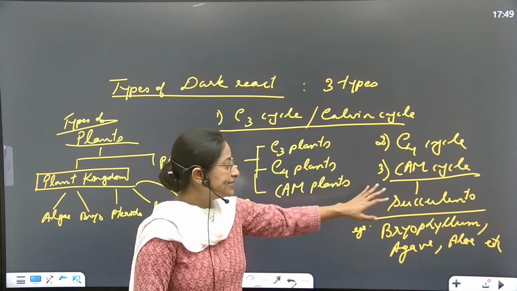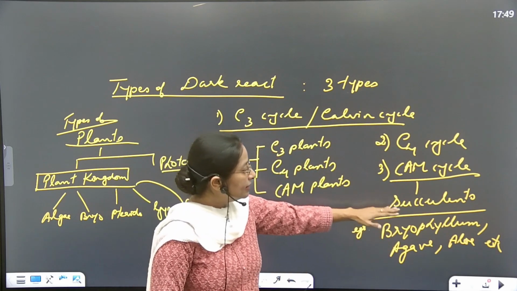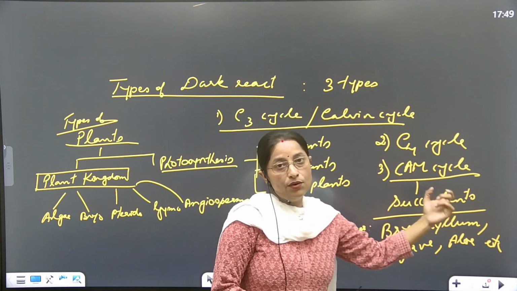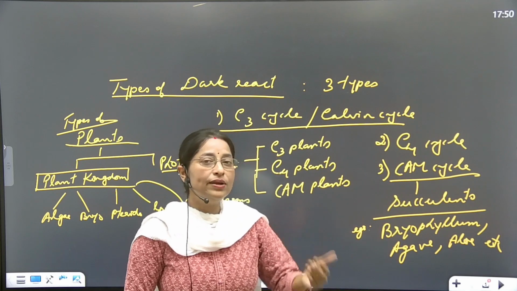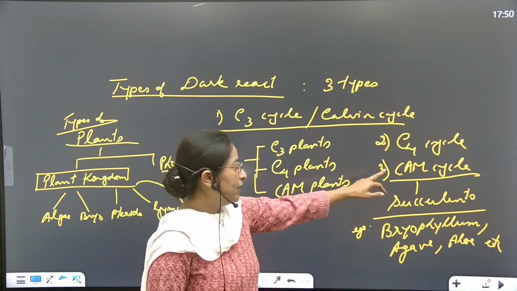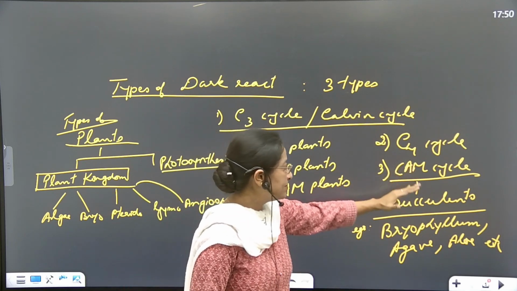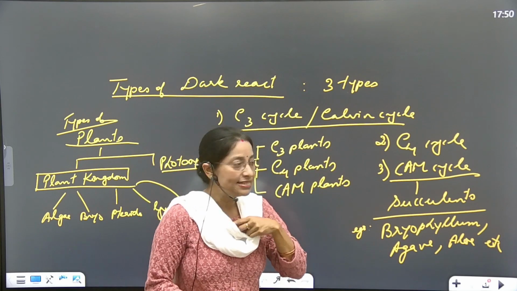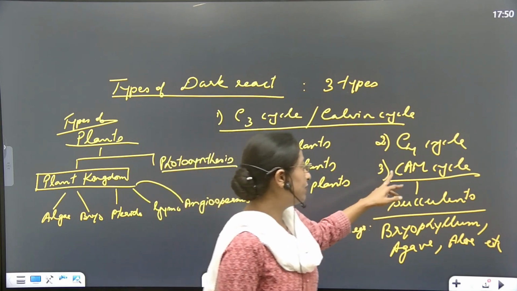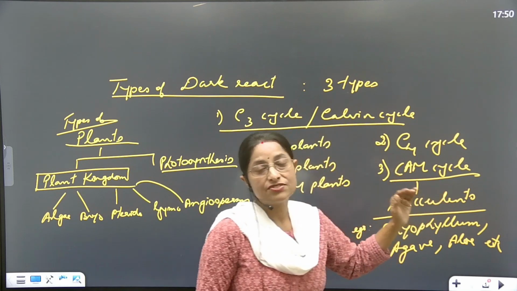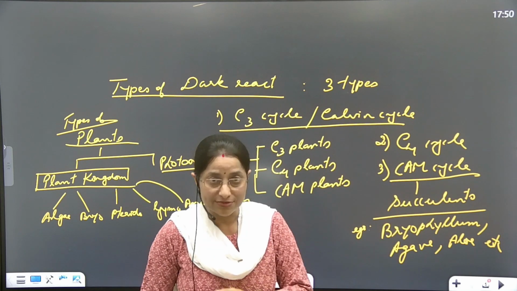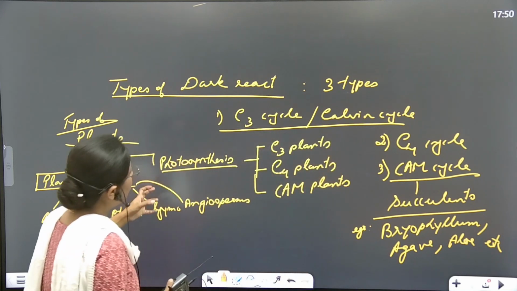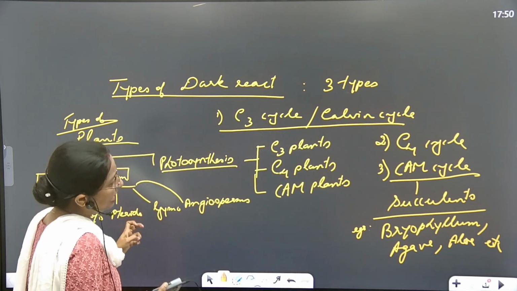So those plants are called succulents. In the case of succulents, the dark reaction is what is called the CAM cycle. Where do you see the CAM cycle? The CAM cycle is seen in the group of plants called succulents. They belong to the family Crassulaceae, and so it is called crassulacean acid metabolism cycle. Details later. So this is almost about the dark reaction.